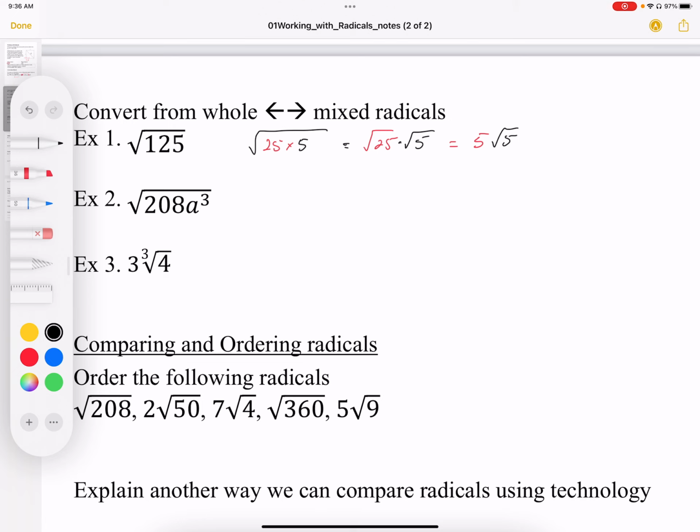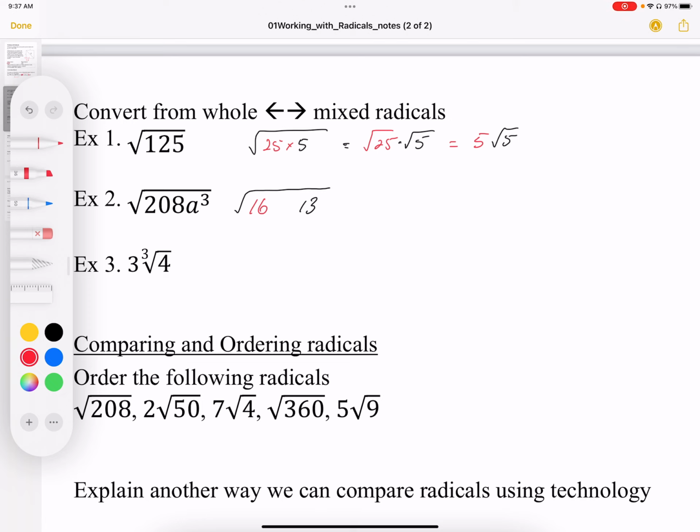For 208a cubed, we're going to look for perfect square factors in here. And the largest perfect square that's going to divide into 208, I would take my calculator and check that. 208 divided by, it's probably divisible by 2, so 16 I'm going to try. Okay, and that's the largest perfect square that will divide into 208. So I'm going to go with 16, and then the non-perfect square part of that is going to be 13. So 16 times 13 gives us 208.